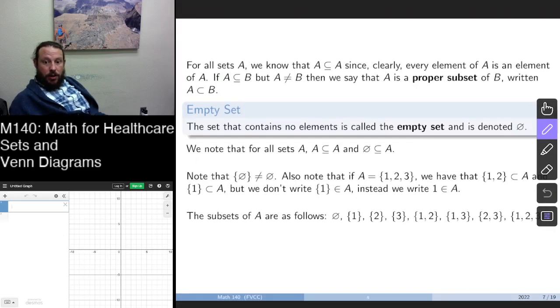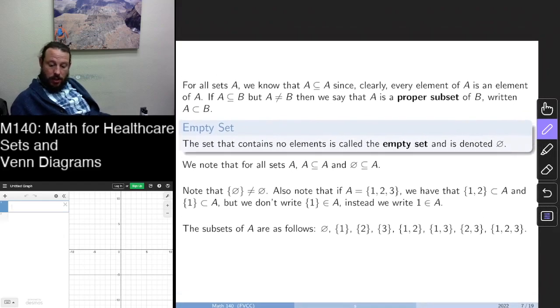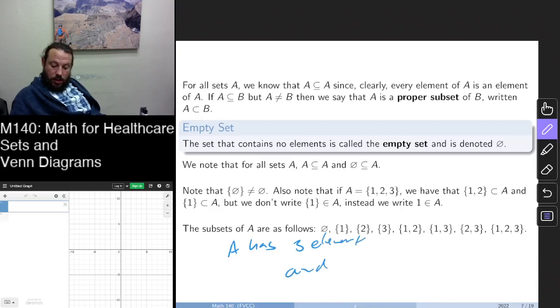Subsets of A here are as follows: the empty set, the set containing 1, the set containing 2, the set containing 3, and so forth, all the way up to A itself, the set containing 1, 2, 3. So notice A has 3 elements in it, and the number of subsets of A is 2 to the third.